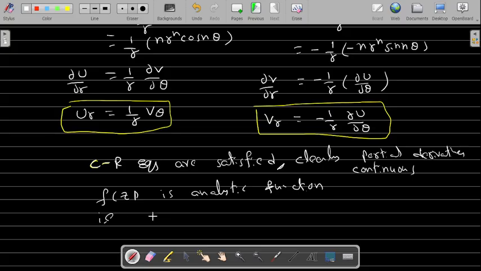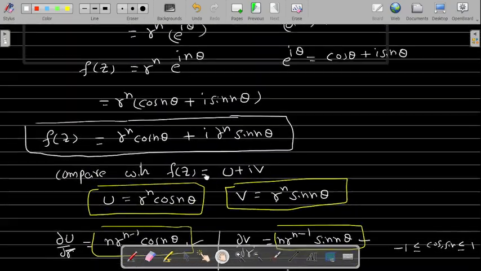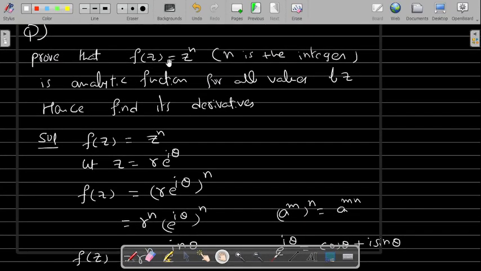That is, z power n is an analytic function. So now, after proving it is an analytic function, one part of the question is completed: prove that z power n is an analytic function. This is completed. Hence, find its derivative.